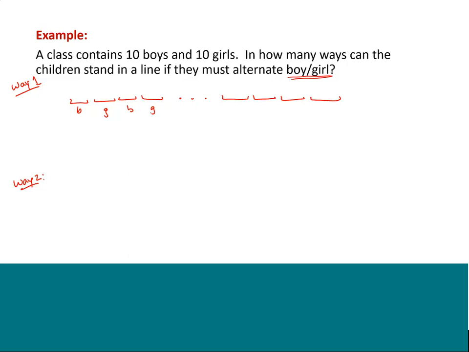Now, when you get to the very end, last kid in the row should be what? A boy or a girl?